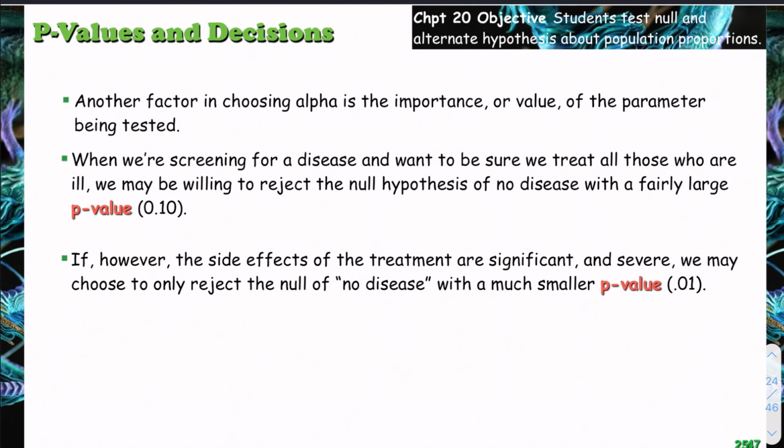However, the flip side is the side effects of a treatment. If the side effects of a treatment are significant and severe, we may choose to only reject the null of no disease with a much smaller p-value. So if we're trying a cancer treatment that has really bad side effects, and we want to make sure that it works, I want to be really certain. So I want a low alpha level.